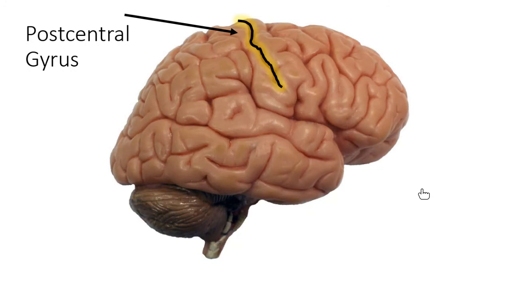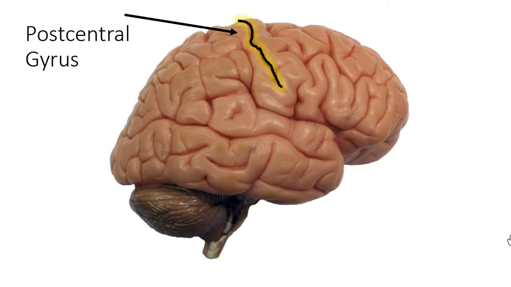So sensory information, conscious sensory information, right? If you're cold, that information is reaching that area. If you're sitting on something hard, that information is reaching that area there. All right, we're going to move on to the next region of the brain.